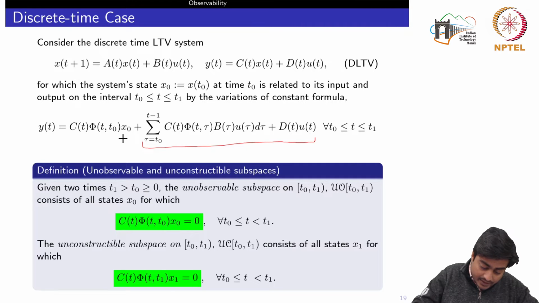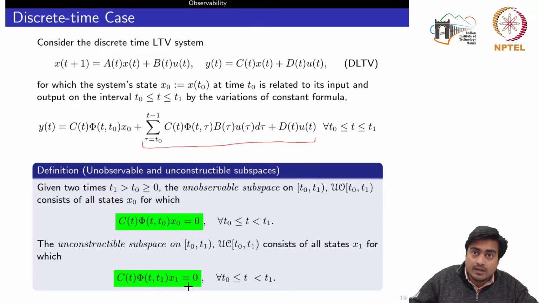And for all those x0 for which C phi x0 is equal to 0, they comprise the unobservable subspace. Similarly, the unconstructible subspace on T0 to T1 consists of all states x1 for which this equation is satisfied.